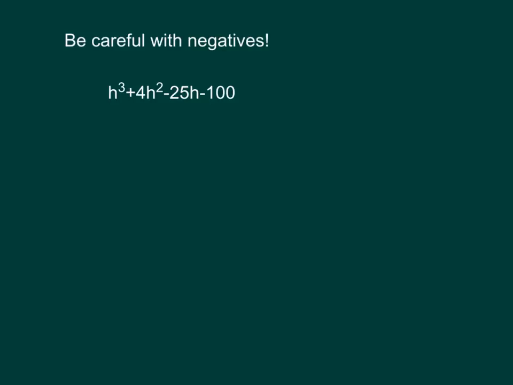Just wanted to warn you about what can happen with negatives. It's just something you have to be careful about. If I have h cubed plus 4h squared minus 25h minus 100, what I want to do here is group, looking at my two pairs there. The first two share an h squared, which would leave behind h plus 4. And now what I want to make sure I do is leave behind an h plus 4 in my second set of factors, my second term.